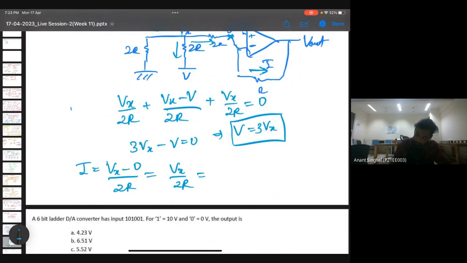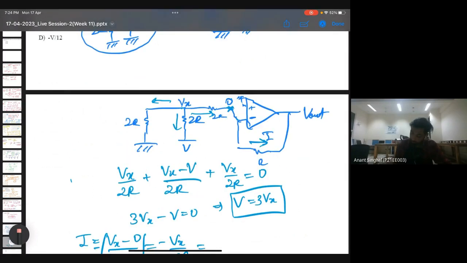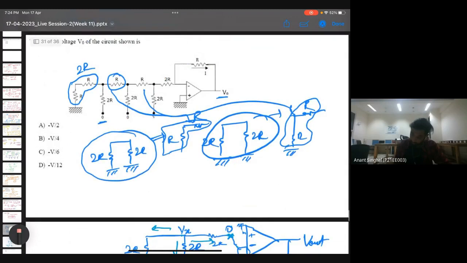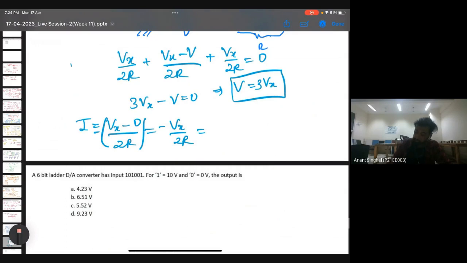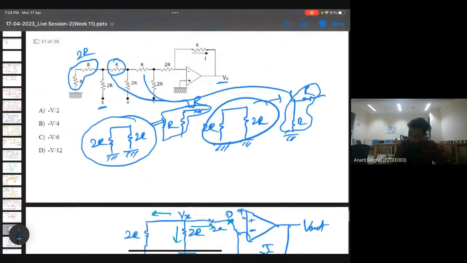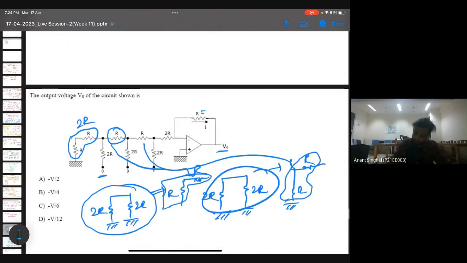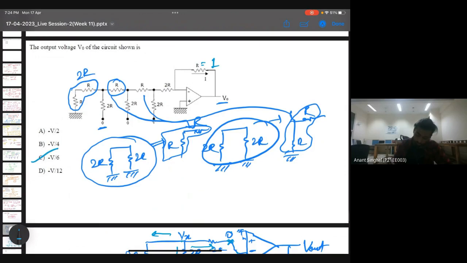So it will be minus Vx upon 2R, and Vx we have already calculated, it is V by 3. And R is not given in the circuit, I guess. So we'll just omit R and we'll write Vx as V by 3 and then this 2 was already present. So it will be minus V by 6R. Since R is not given in the circuit, we'll just assume the value of R to be 1 according to the options, and the answer will be option number C.